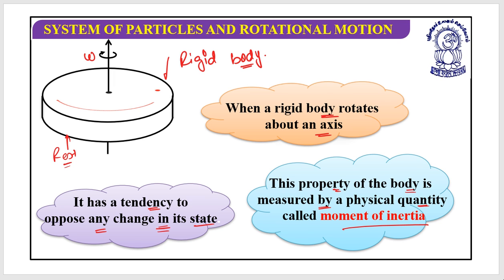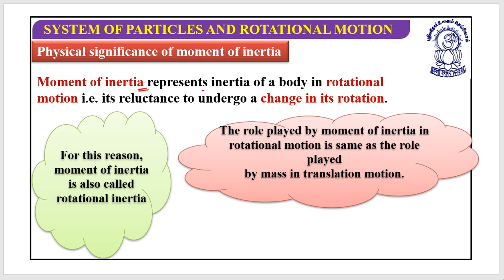I hope this is clear. Moment of inertia represents the inertia of a body in rotational motion. We can say it's a reluctance to change its rotation, so we call this rotational inertia as well. The role played by the moment of inertia in rotational motion is the same as the role played by mass in translatory motion. Whatever is played by the mass in translatory motion is going to be played by the moment of inertia here.